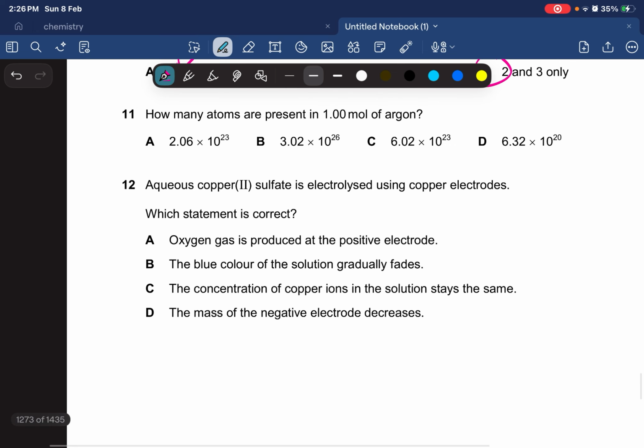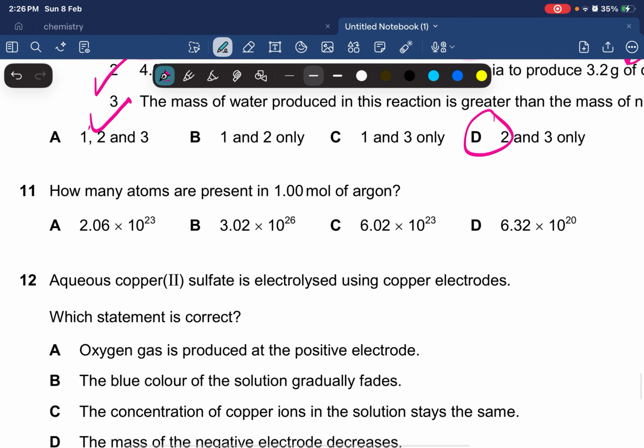Okay? How many atoms are present in 1 mole of argon? I think undisputedly Avogadro's constant amount of atoms.